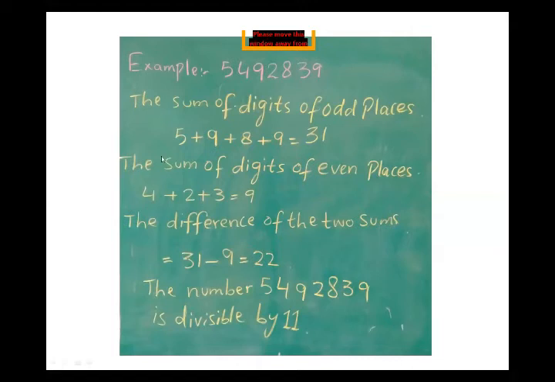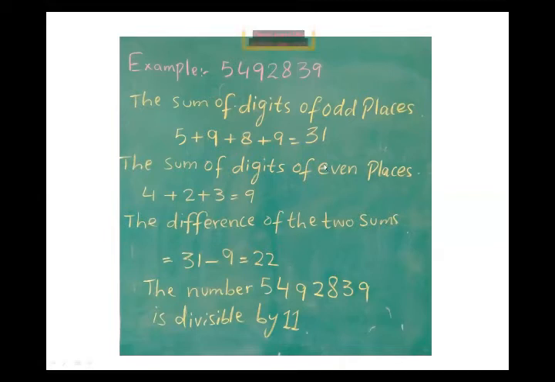Here you see that the sum of the odd places is 31 and the sum of the even places is 9. So here you see that the sum is not equal. So rule 1 is not applicable. Then we go forward to the second rule.